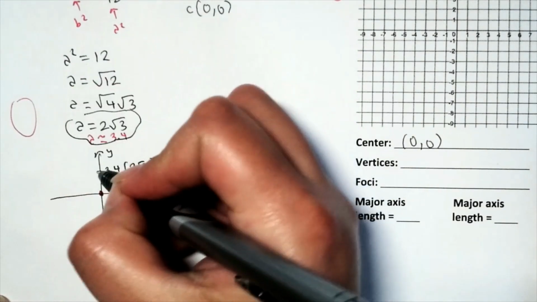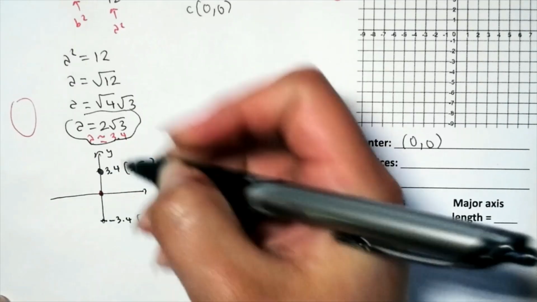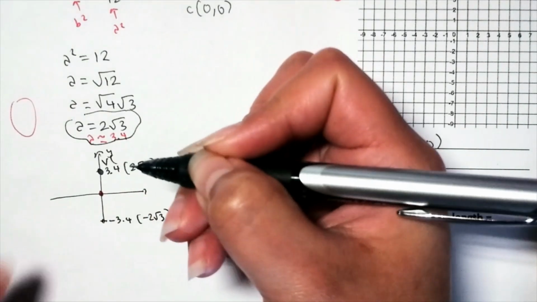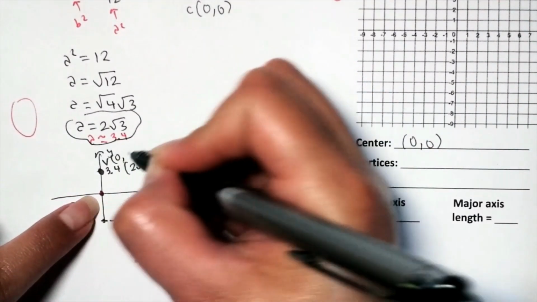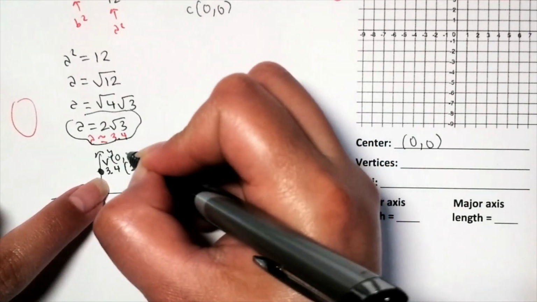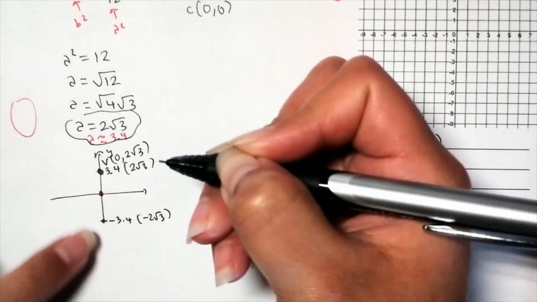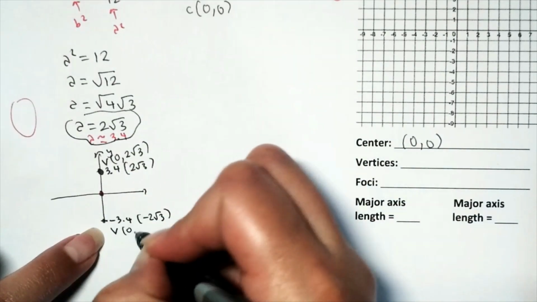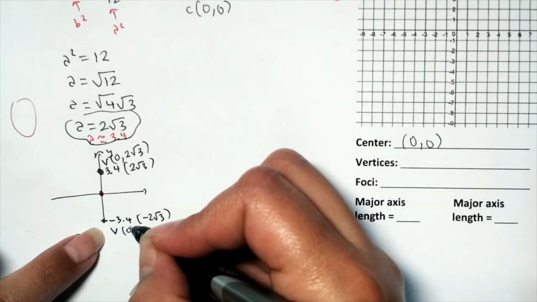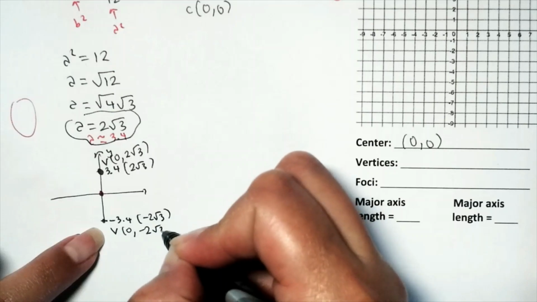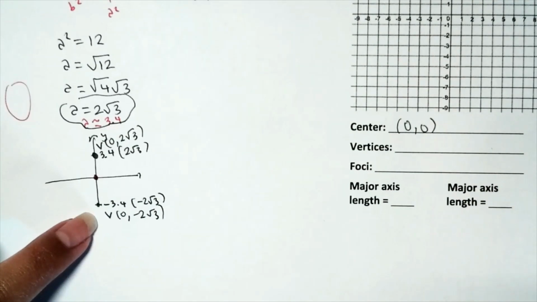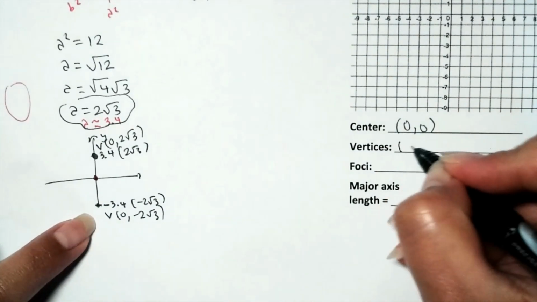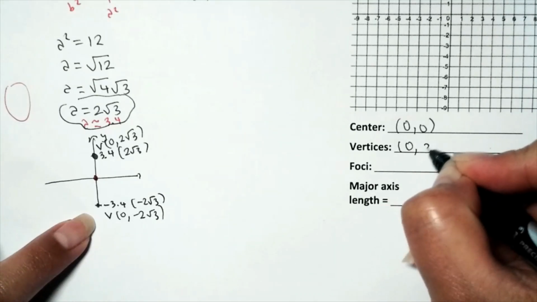Let's write down those vertices. For the top vertex, x is 0 and y is about 3.4, which is exactly 2 square root of 3 units. For the bottom vertex, x is 0 and y is about negative 3.4, which is negative 2 square root of 3 units. Okay, let's lock those in. I don't really care which one you write first, as long as you put one.